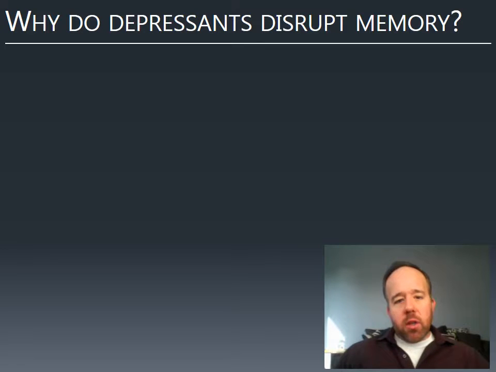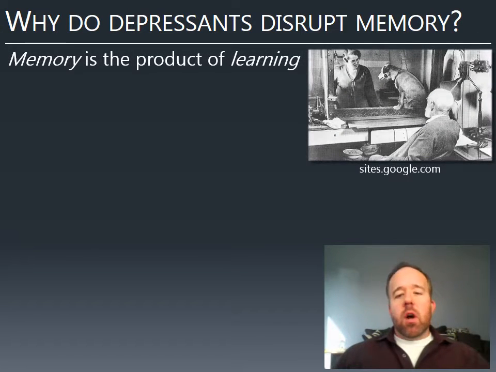So switching gears a little bit, why do depressants disrupt memory? It's a very common symptom, especially for high doses of depressants. So talking about memory, memory is the result of learning. Whenever you're talking about the psychology of memory, you can't talk about memory without talking about learning. Learning is the process, and memory is the product. So a memory is a set of information that can be recalled.